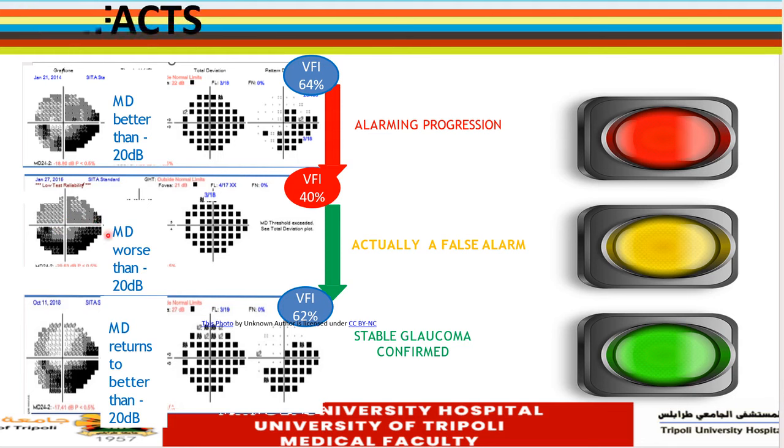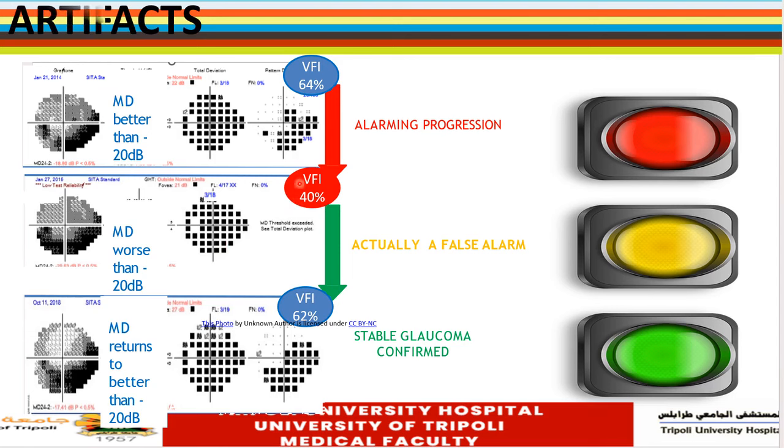So it makes the mean deviation drop dramatically, and accordingly, the pattern deviation is not created. As I said before, when the mean deviation drops below 20 decibel, the pattern deviation will not be created. Now, the important point is that the visual field index is normally created from the pattern deviation probability plot, and hence the pattern deviation is not generated. So the machine will create the visual field index from the total deviation probability plot, which is markedly reduced in this case.